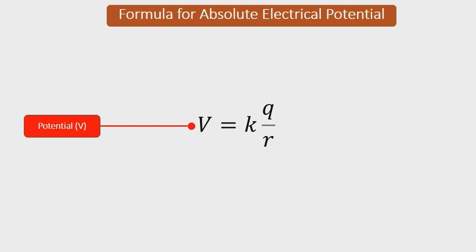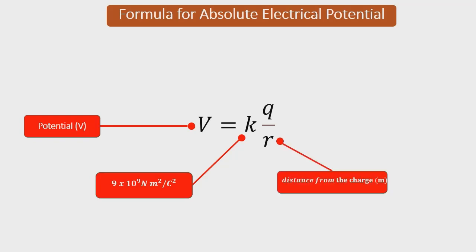The formula for absolute electrical potential is given by V is equal to K times Q over R. For our potential, which is V, K is the constant 9 times 10 raised to the power of 9 newton meter squared over coulomb squared, while R is the distance from the charge in meters, and Q is the charge in coulombs.